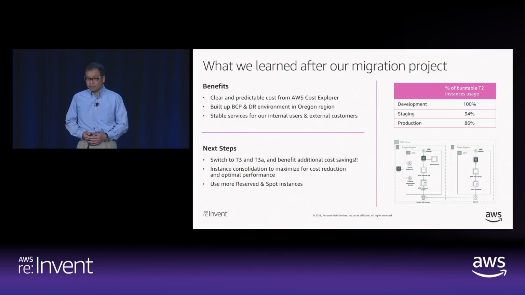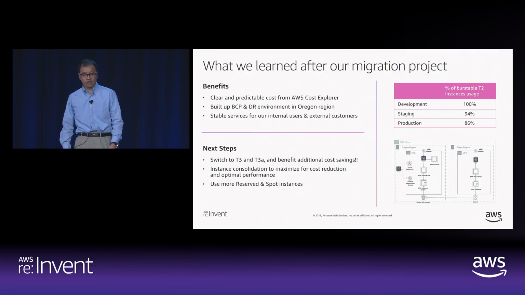And then, let's think about the environments. In development, 100% of EC2 instances are based on T2 now. In staging, 94% of the instances are based on T2. Even in production, 86% of the instances are based on T2 now.